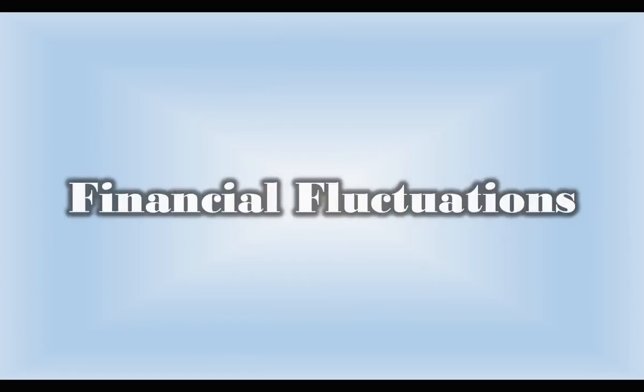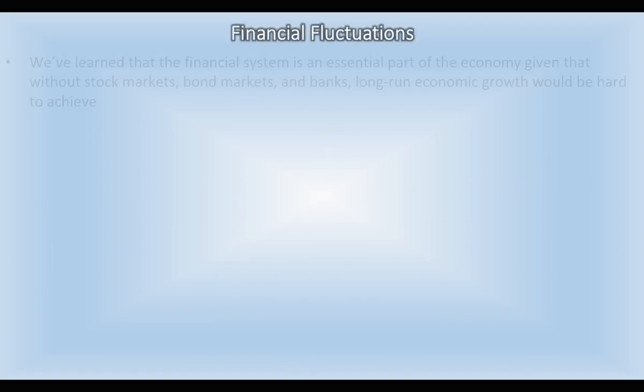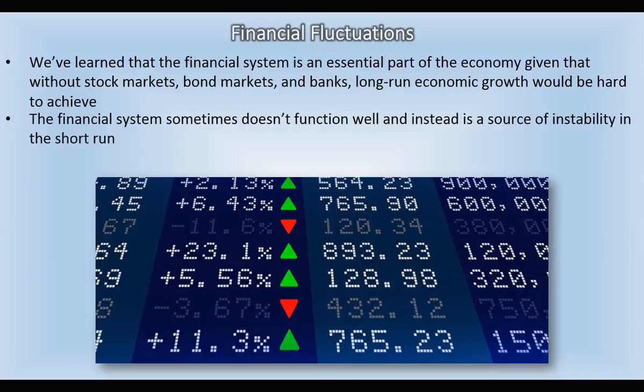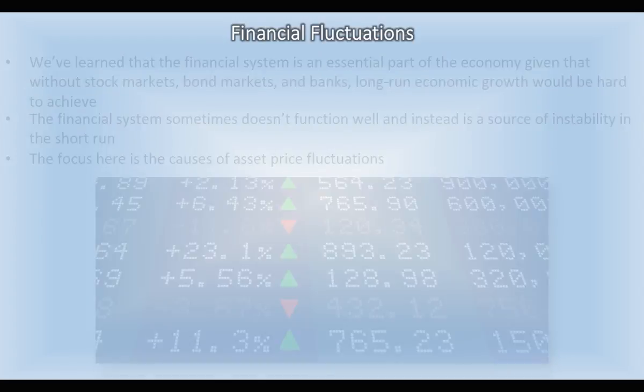All right, so let's just quickly talk about the relationship between some of the fluctuations in these asset prices and the fluctuations in the overall economy. So we've learned that the financial system is an essential part of the economy, given that without stock markets and banks, long-run economic growth would be hard to achieve. The financial system sometimes doesn't function well and instead is a source of instability in the short run. So the focus here is on the cause of asset price fluctuations. Like, why do the prices of assets themselves fluctuate?